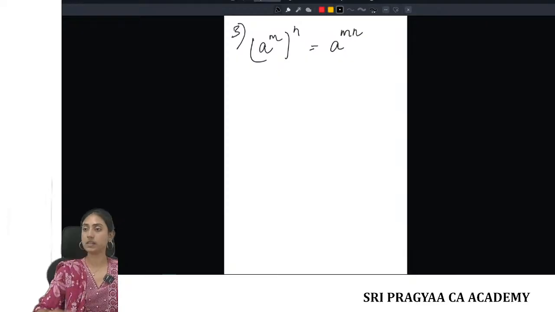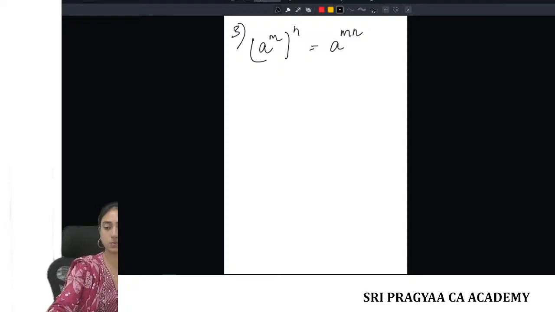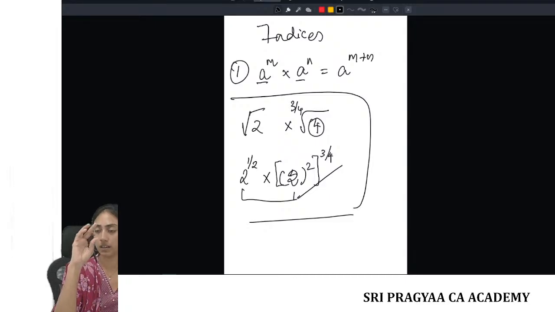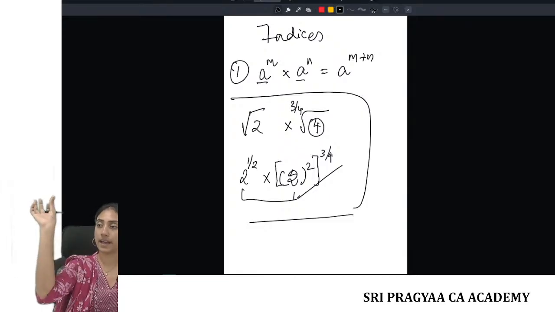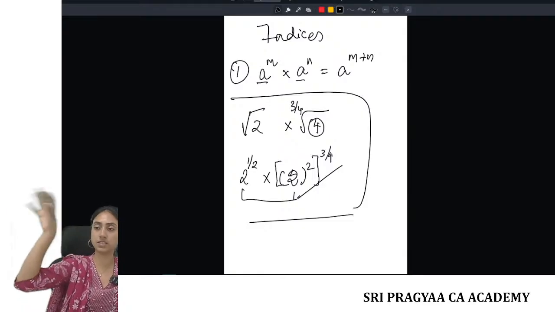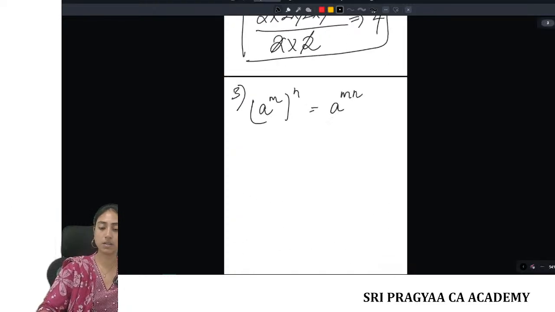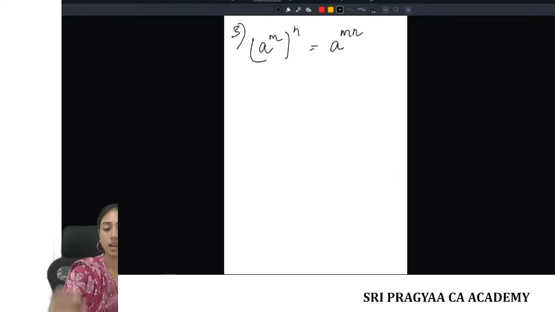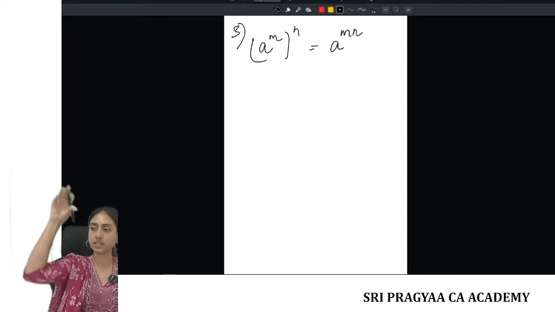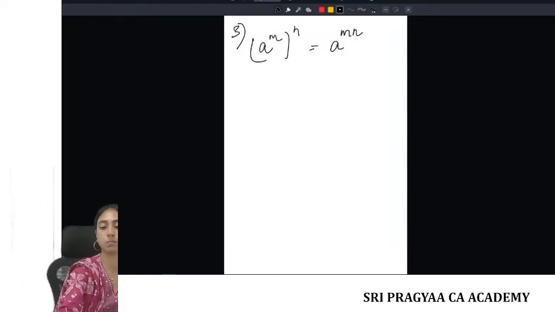So first there is a difference. The first one we saw is where the bases are getting multiplied. A power m into a power n will be equal to, if I add the powers and raise the base to the addition of the powers, then I'll get the answer. But here it's different. Here I have a raised to the power of m, and that whole thing is raised to the power of n. So when I multiply the powers, I'll get the answer.